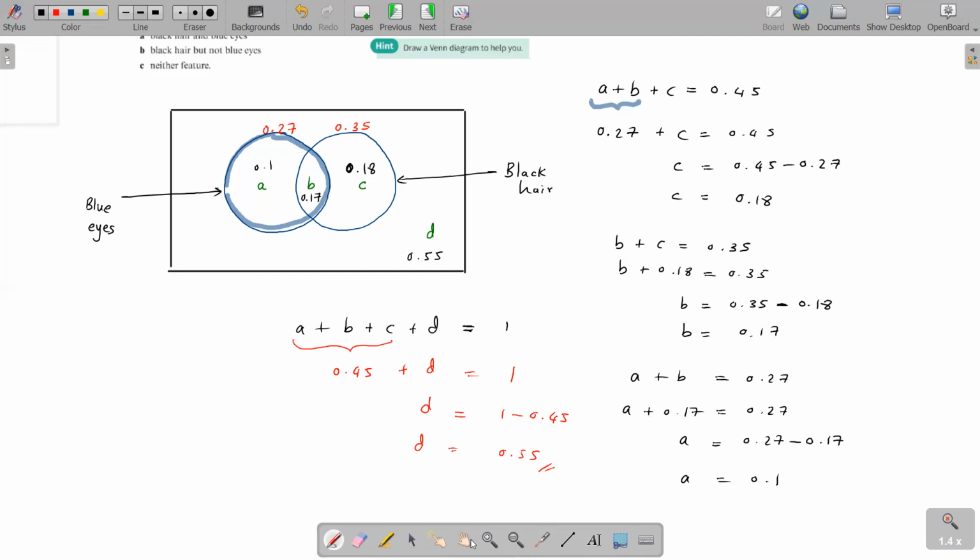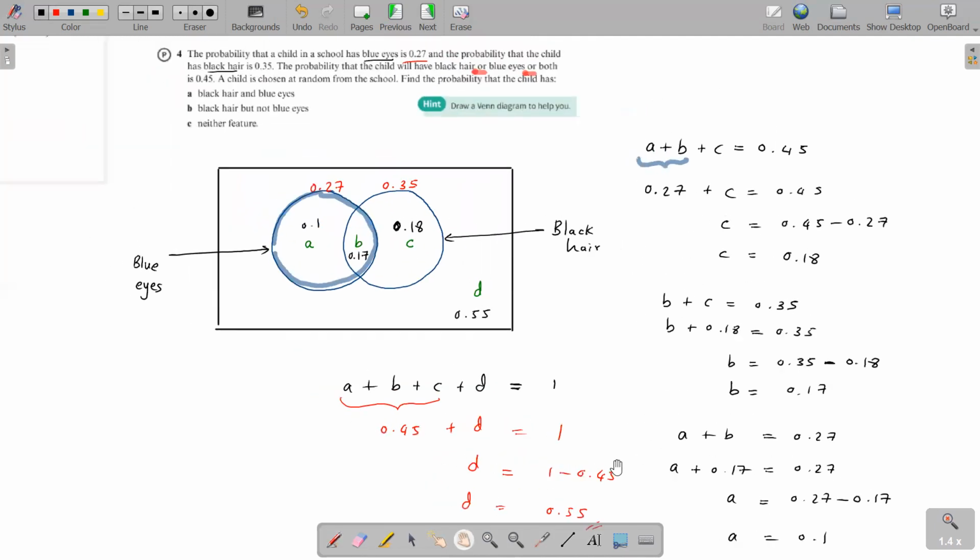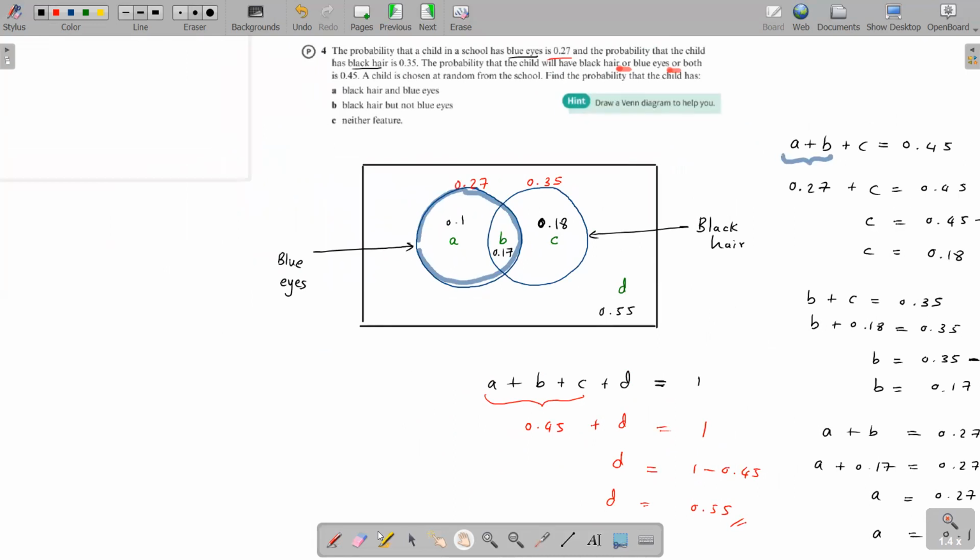And now I can answer the questions. Okay, so this is basically what I have done here. I have drawn the Venn diagram and marked all the information on the Venn diagram first, because they have told us to draw the Venn diagram. So when you draw the Venn diagram, normally with all the given information, we find everything we can find first, and then we can move on to the questions. Okay, so this is when you do it with the Venn diagram.